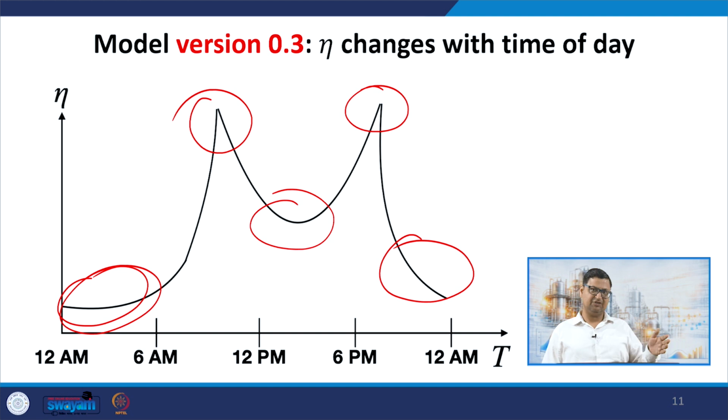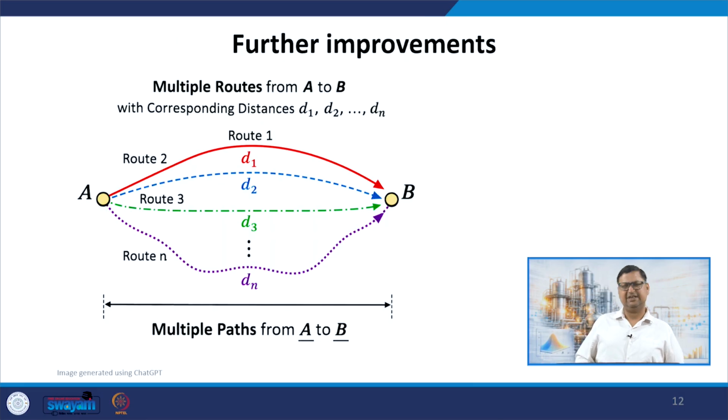So now we have accounted for traffic density, and we have also accounted for the fact that the traffic density can change with the time of day. We can do a few more things in order to improve our model further.